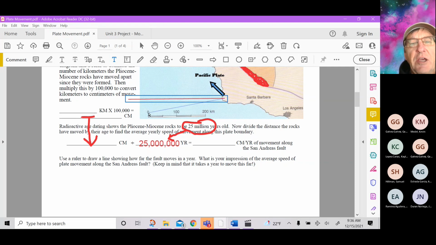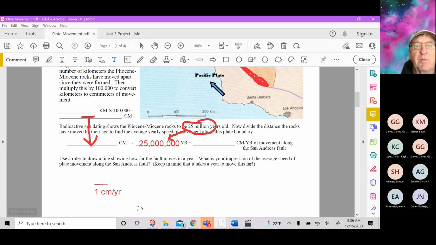So for example, if I'm moving 1 centimeter a year, if that was my final calculation, I would make a line that is that long down here. That would show 1 centimeter per year. And I don't think you got 1 centimeter per year, but probably not too different from that. So draw a line showing that much movement.